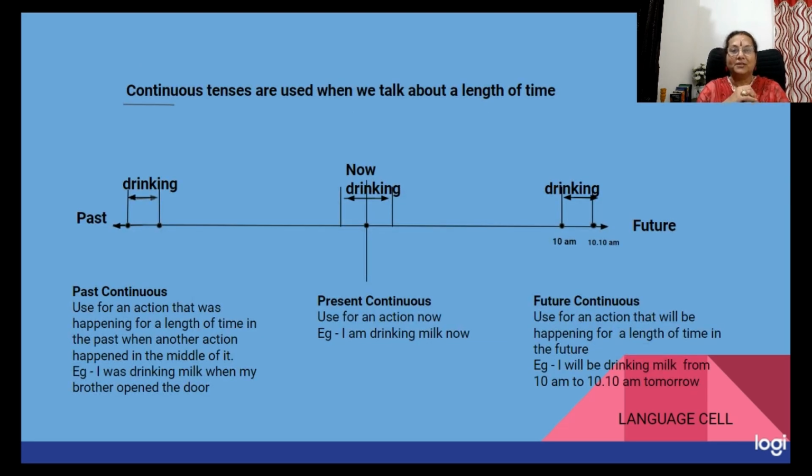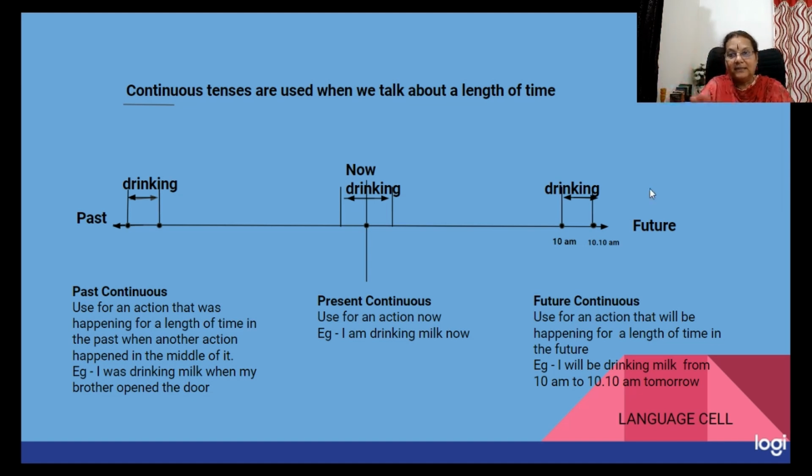Continuous tenses are used when we talk about a length of time. The very word continuous gives us an idea that it's something that happens over a period of time. Continuous always has ing. Yes? Going, coming, singing, dancing, playing, right? So ing form. Now something that happens over a length of time can be for the present, can be for the past, can be for the future. Something that happened in the past at one point and ended at another point.